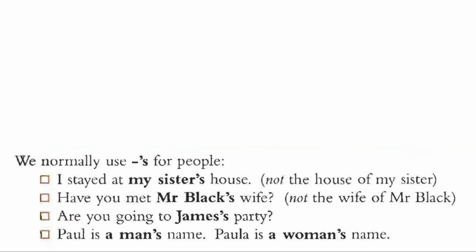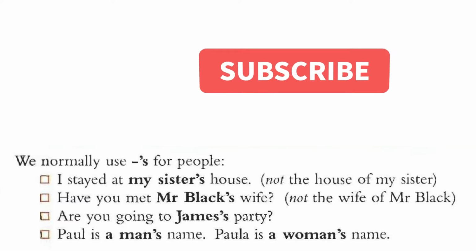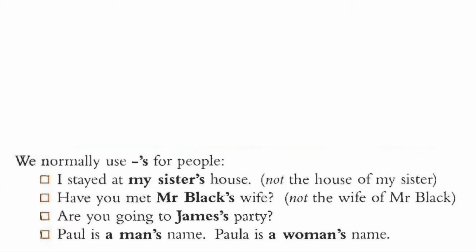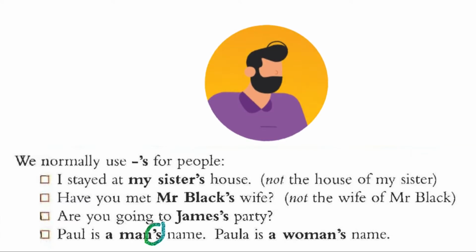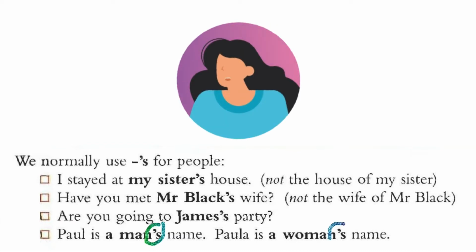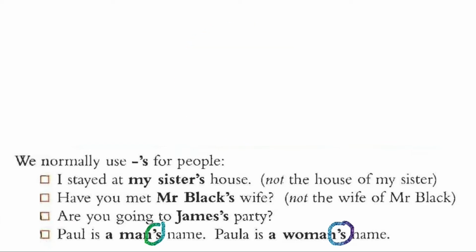Paul is a man's name. Paula is a woman's name. So you put the apostrophe here, apostrophe S. It's a man's name, it's not just any name, it's a man's name. Paula is a woman's name. It's not just any name, it's a woman's name, Paula.